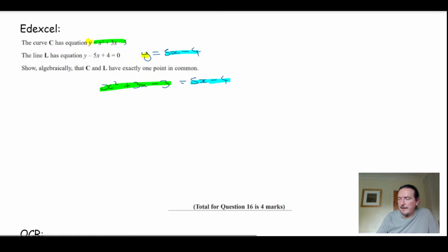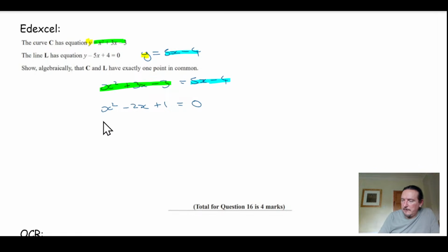Once I have got them looking like that, I can just bring everything over to one side again. So taking the 5x and the minus 4 over to the left, 3x minus 5x is minus 2x, and minus 3 plus 4 is plus 1 there. So it rearranges to x squared minus 2x plus 1 is equal to 0.